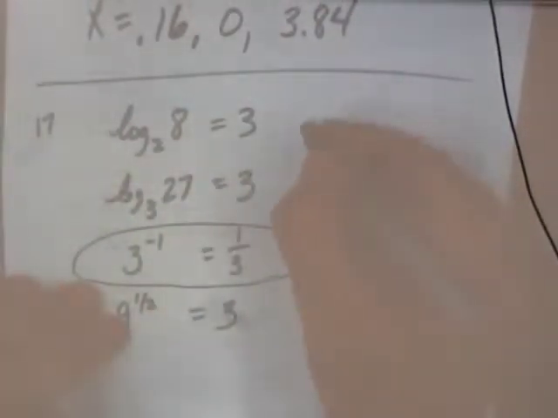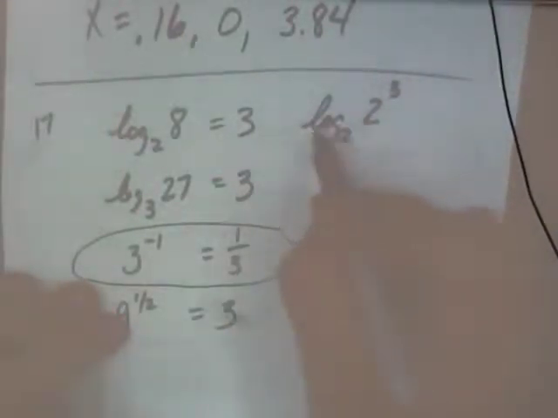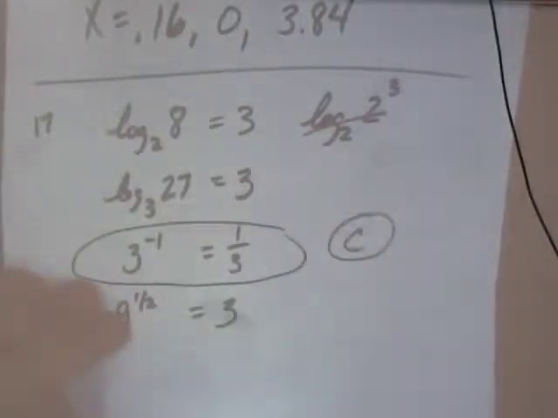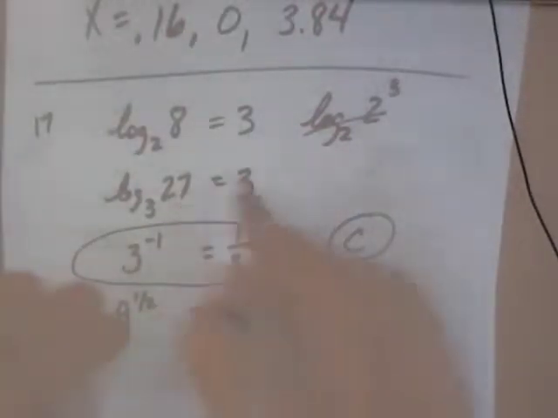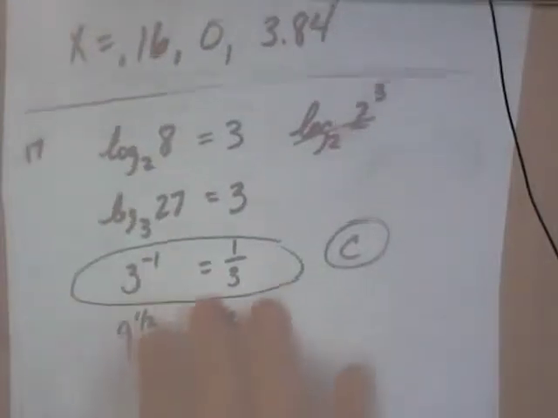Okay. 8 is the same thing as 2 cubed, right? Since these two values are the same, they just cancel out. Okay. 27 is the same thing as 3 cubed. Did that answer your question? Okay, cool.